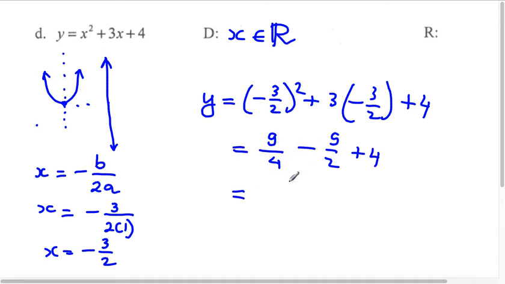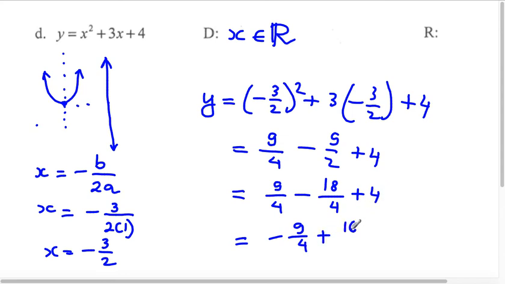So if we see here, applying what we know about fraction subtraction, we can write 9 over 2 as 18 over 4, and then we will have negative 9 over 4 plus 4, which we can write as 16 over 4. So in the end we will have 7 over 4, which we can write as 1 3/4.